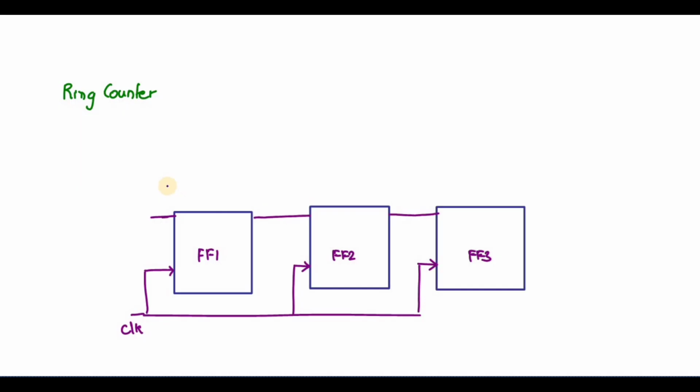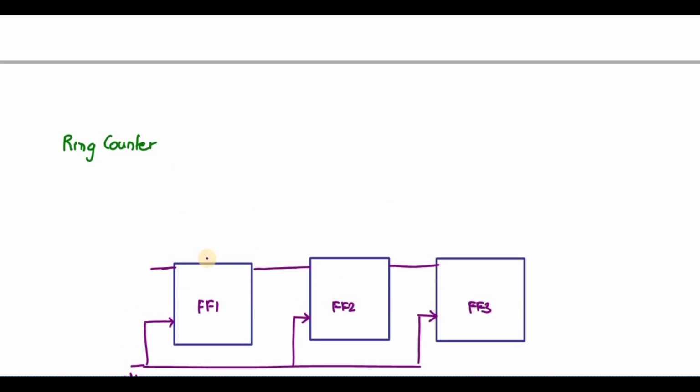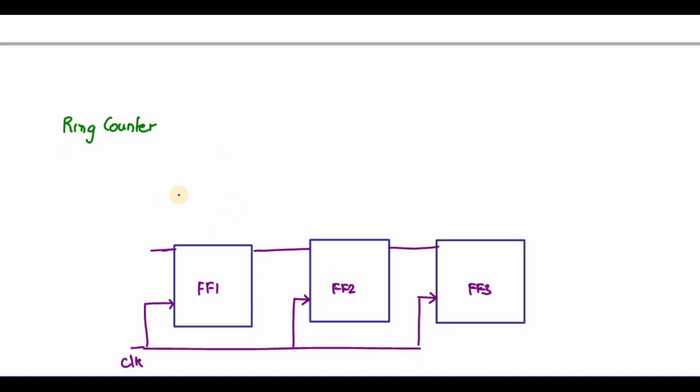So in this video, we are going to discuss the ring counter. It is the same as a shift counter. If it is a 3-bit ring counter, I can use 3 flip flops. If it is a 4-bit ring counter, you have to use 4 flip flops, because each flip flop will store 1 bit. So it can be of D type, T, or JK flip flop, you can use.